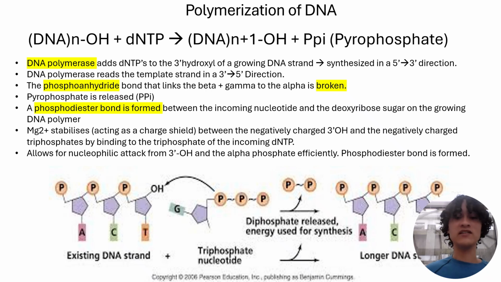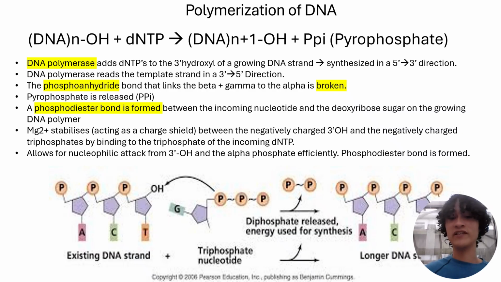So it's integral that we have that OH group, that hydroxyl group, exposed at the 3' terminal of our growing polymer at all times. Otherwise the polymerization process can't happen, because it's the chemistry. The hydroxyl group acts as a nucleophile. The phosphoanhydride bond that links the beta and alpha phosphates is cleaved on the incoming deoxynucleotide triphosphate.